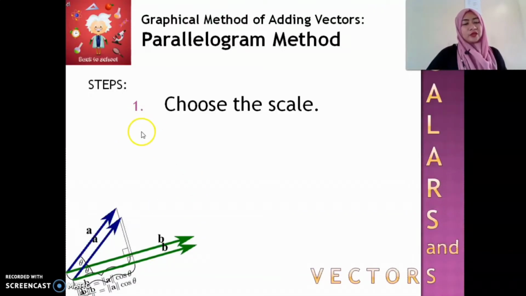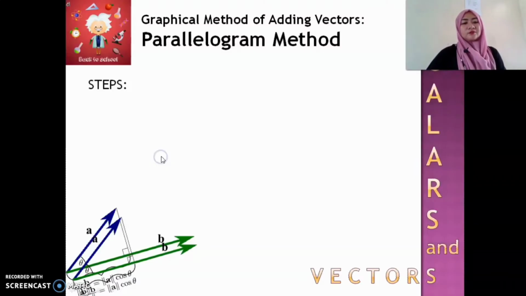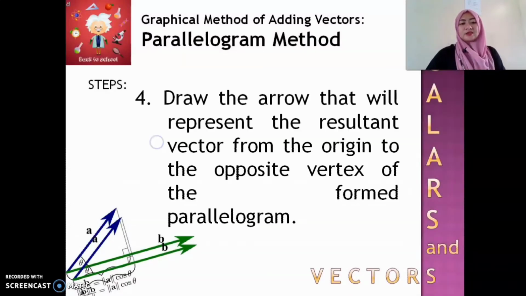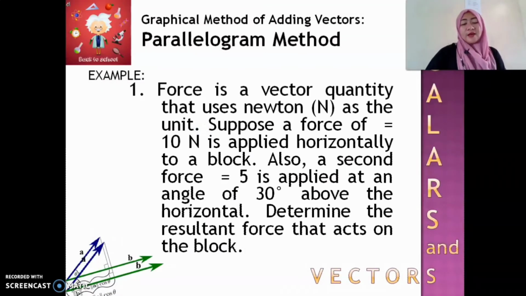If we have two vectors, what you are going to do is choose the scale. Next, draw a Cartesian plane and plot the two given vectors from tail to tail. Next step, draw two dashed lines parallel to the given vectors to make a parallelogram. Next, draw the arrow that will represent the resultant vector from the origin to the opposite vertex of the formed parallelogram.